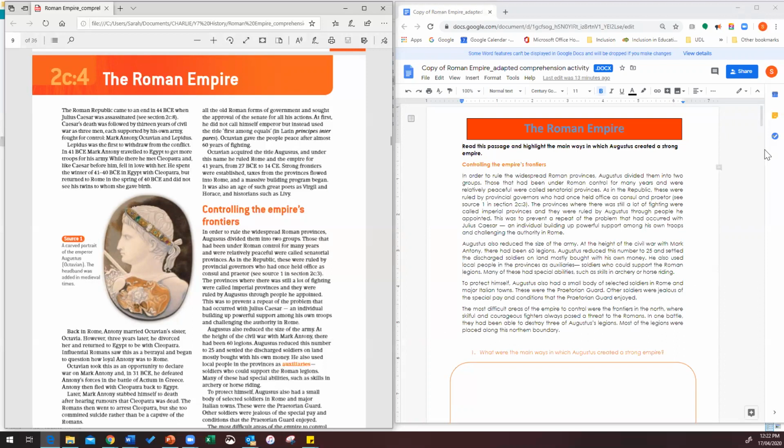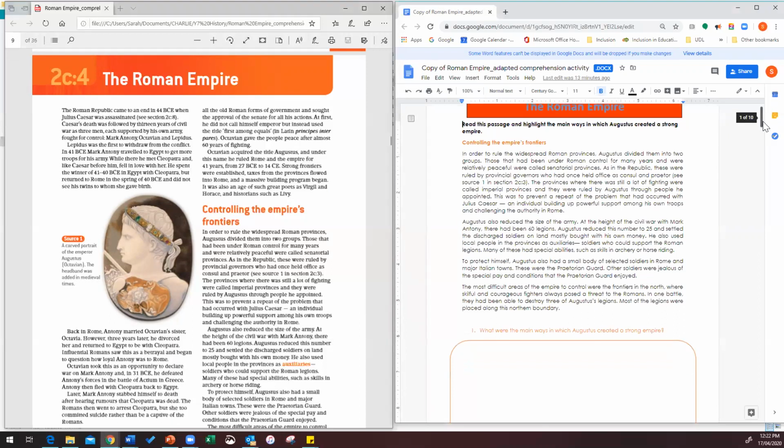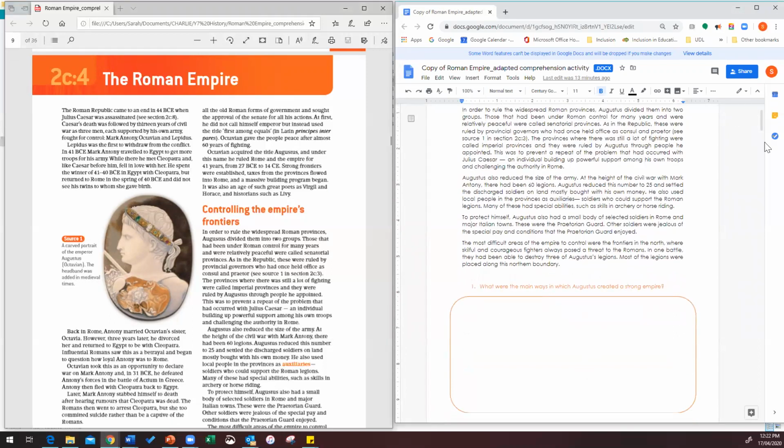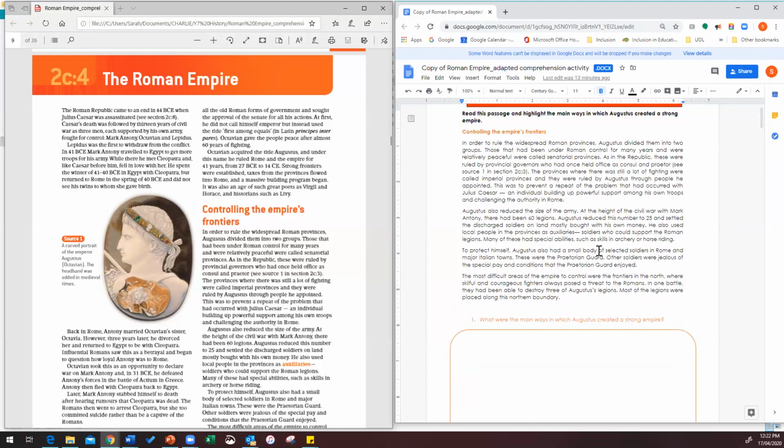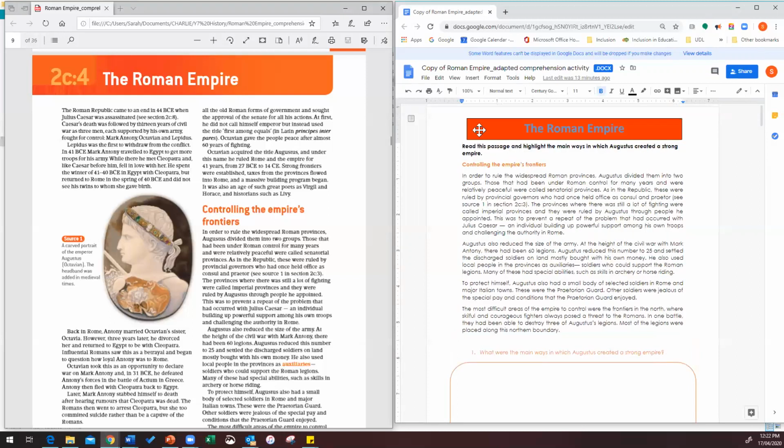So I went through and worked out which paragraphs related to which comprehension question. And by doing that, I'm straight away reducing the amount of text a student has to read in order to be able to answer the question, what were the main ways in which Augustus created a strong empire? The other thing I did here was actually just put in some suggestions.